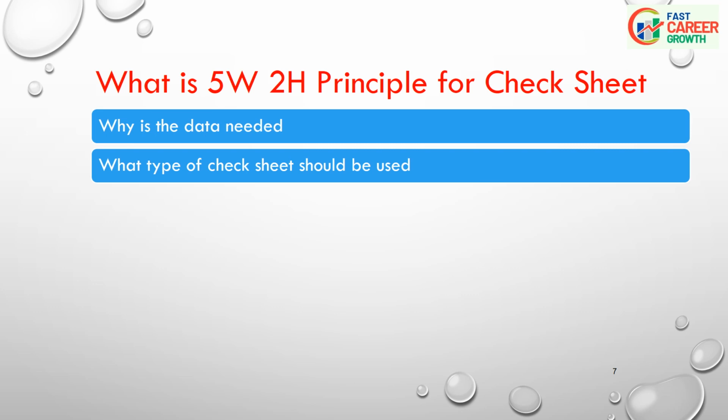What type of check sheet should be used? The type of check sheet used should align with the data collection purpose. Common types include tally sheets, defect checklists, frequency checklists, and location checklists. Choose a format that best captures the information you need.